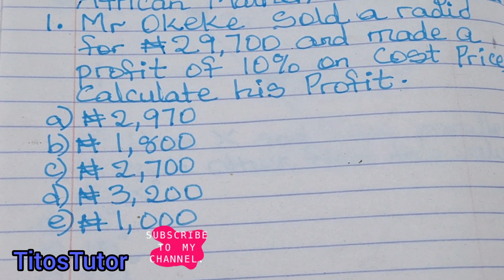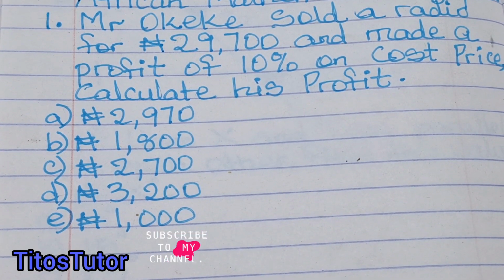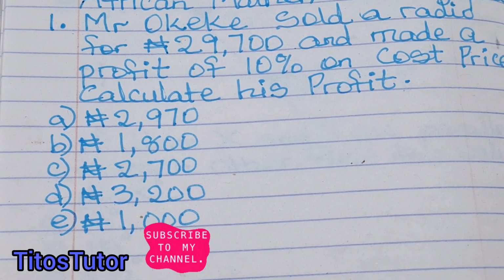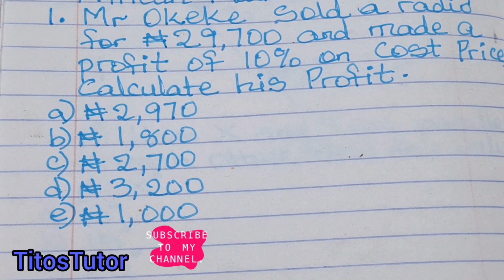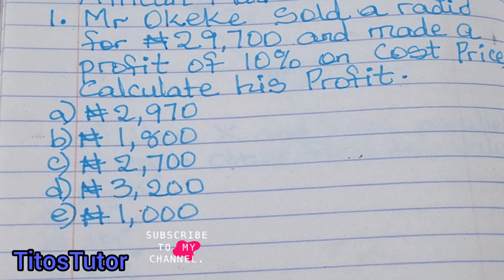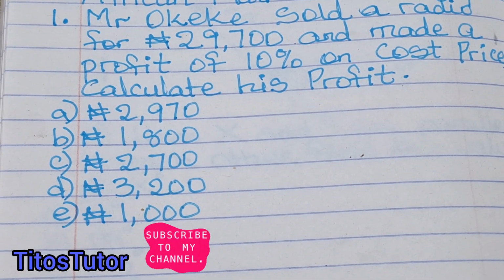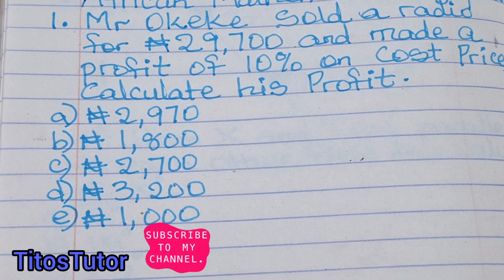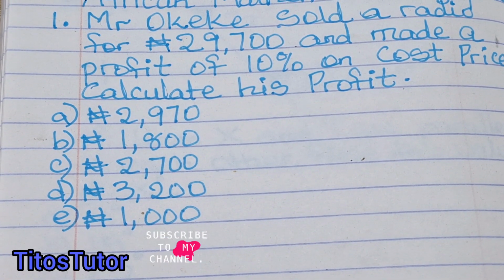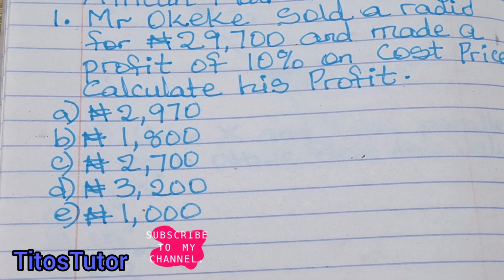In today's video, we're going to be talking about African Mathematics Olympiad preparation. These are past questions for the junior secondary school category. Our first question for today is: Mr. Okeke sold a radio for 29,700 naira and made a profit of 10% on cost price.